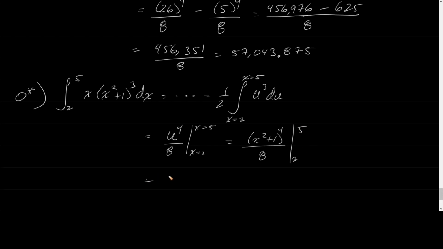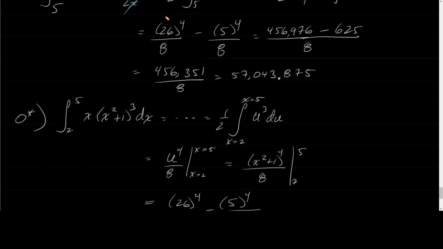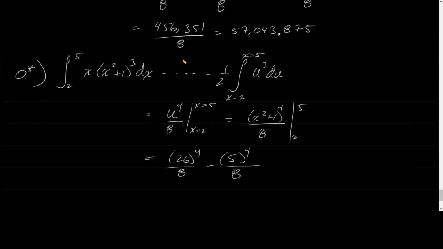And at that point, now I plug in the 5. So I have 5 squared plus 1. Well, 5 squared is 25, plus 1 is 26. So I have 26 to the 4th over 8 minus, plug in 2. 2 squared is 4 plus 1 is 5. So I have 5 to the 4th over 8. And that's what we had at this point, so we already know what the answer is. I'm not going to continue from there.